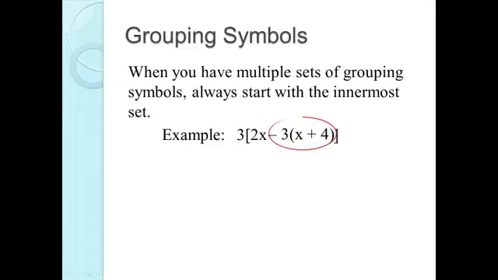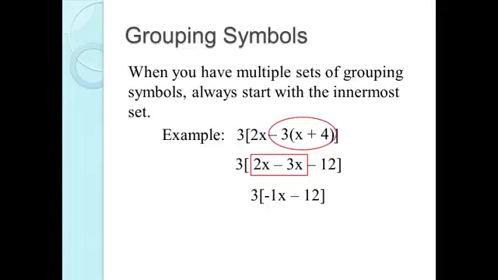We will distribute negative 3 to the x and to the 4. Negative 3 times x is negative 3x, and negative 3 times 4 is negative 12. We will now rewrite our expression. Next, we will look inside the brackets to see if we can combine any like terms. Inside the brackets, we can combine together 2x and negative 3x. 2x plus negative 3x is negative 1x, or just negative x.